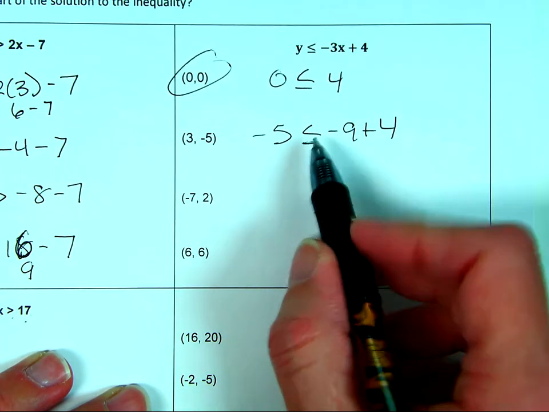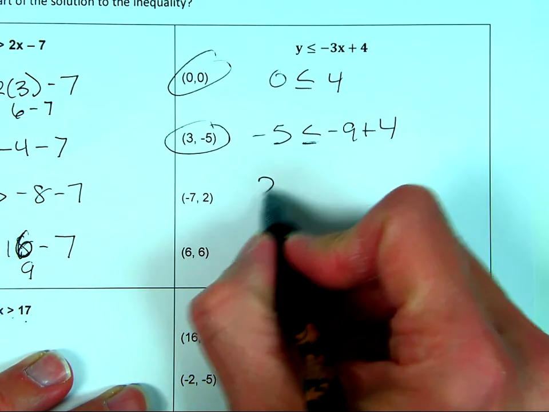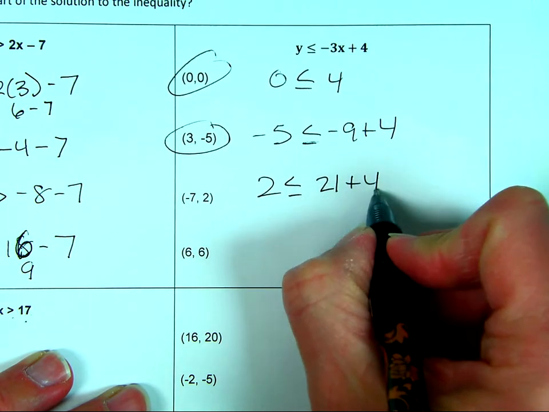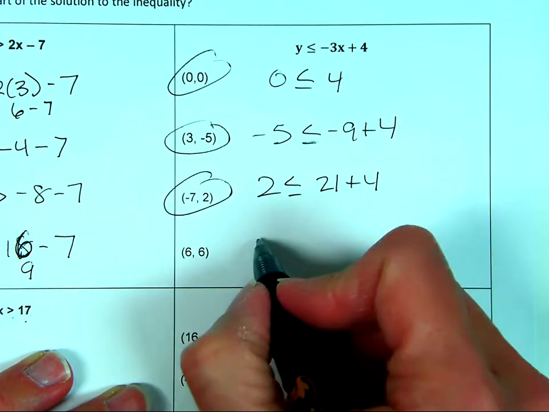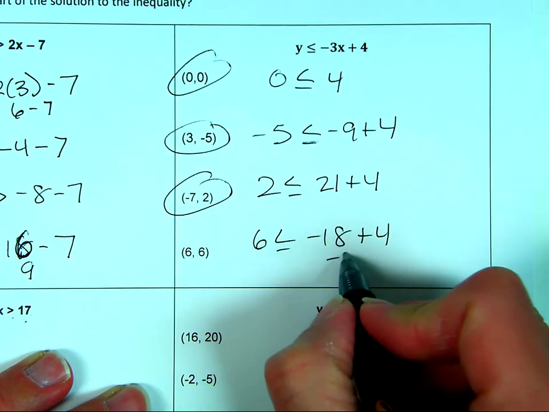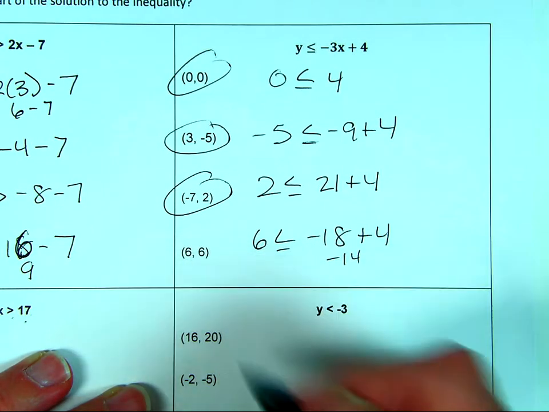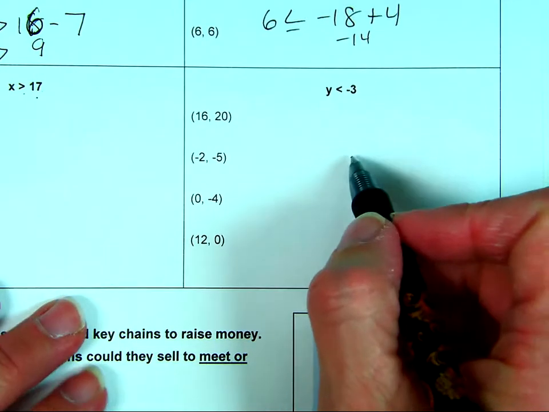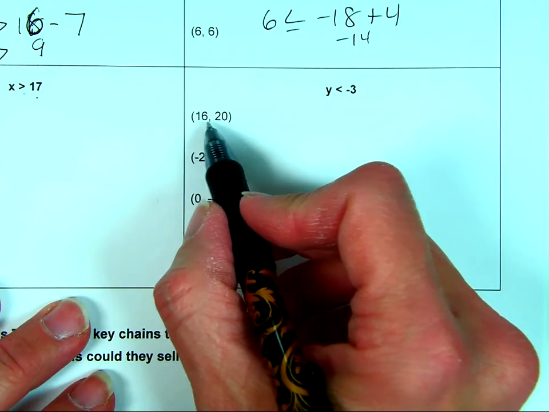So yes, that works. Is 2 less than or equal to 21 plus 4? Yep, that works. Is 6 less than or equal to -18 plus 4? Would be -14. And nope, that doesn't work. 6 is not less than -14. And then again with the y, so 16 and 20.